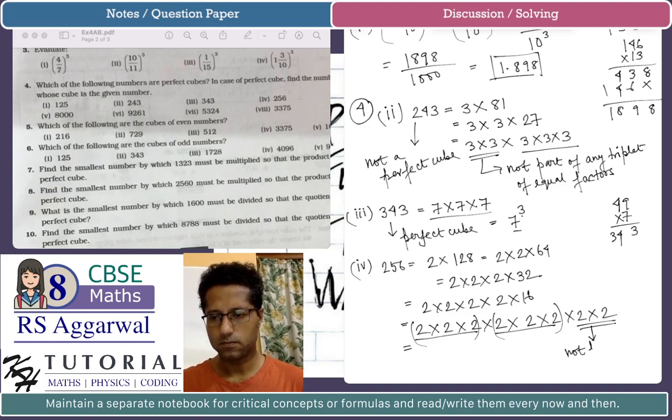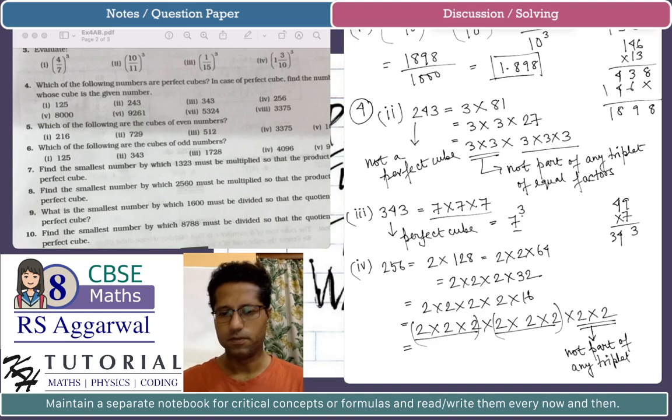Not part of any triplet. So this implies that 256 is not a perfect cube.